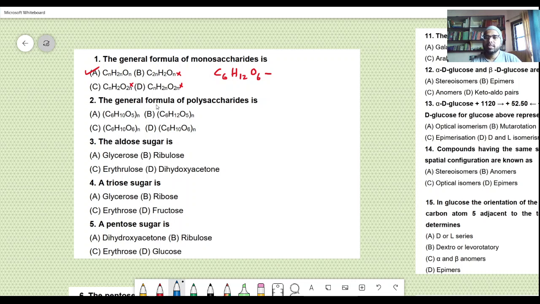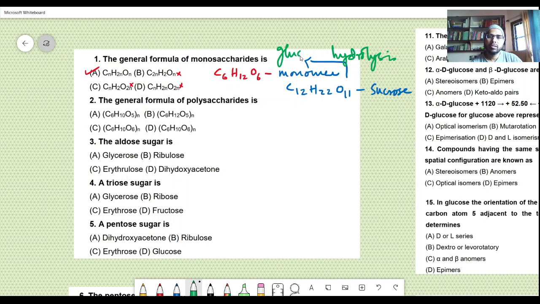The next is the general formula of polysaccharides. C6H12O6 is a monomer. A dimer, C12H22O11, we saw as sucrose. On hydrolysis it gives glucose plus fructose. So the general formula of polysaccharides: a disaccharide is not more than 2 units, but poly means it has more than 2 units.